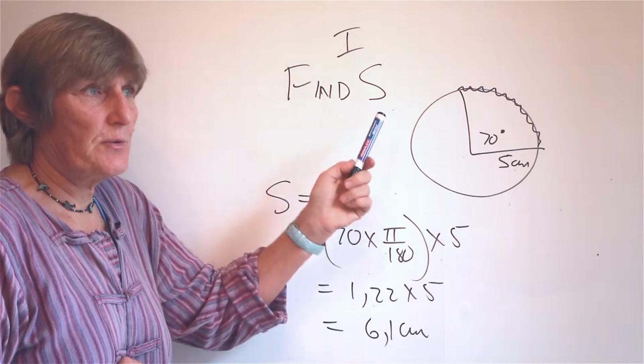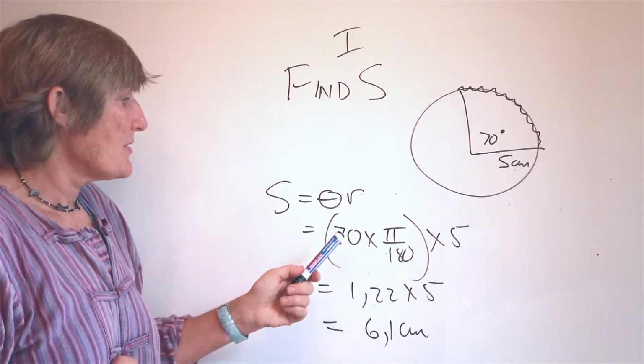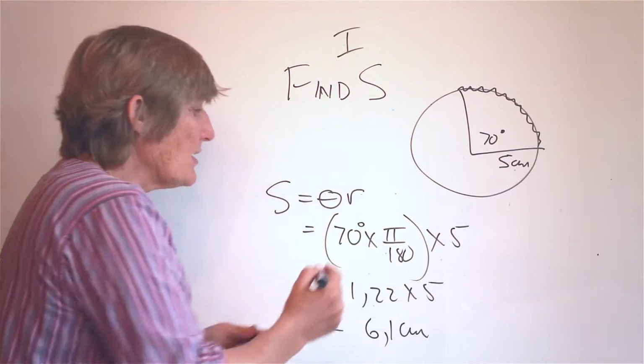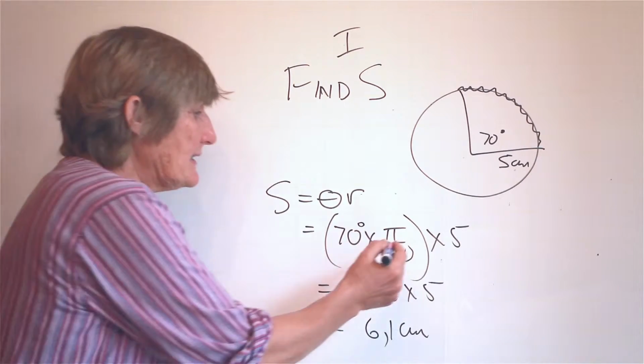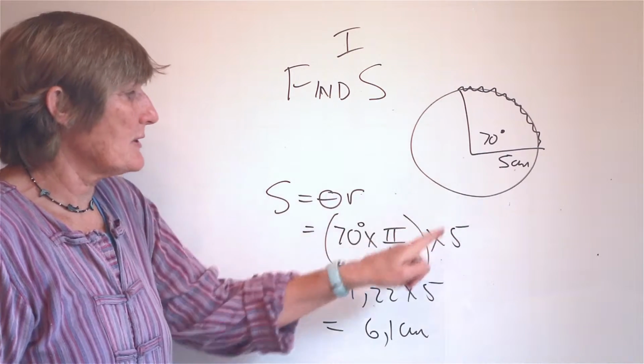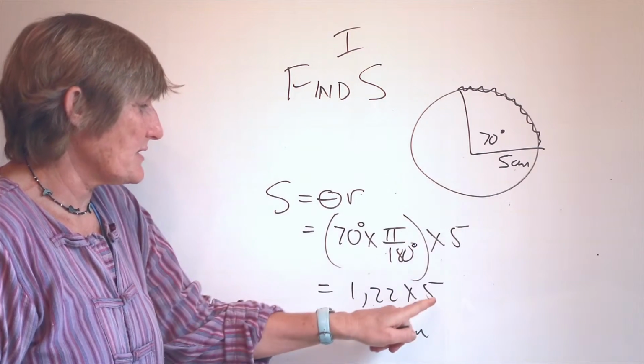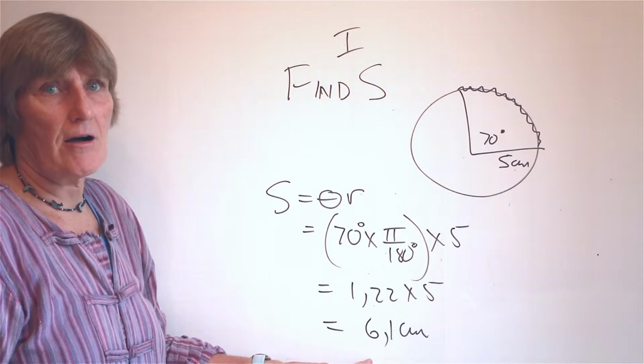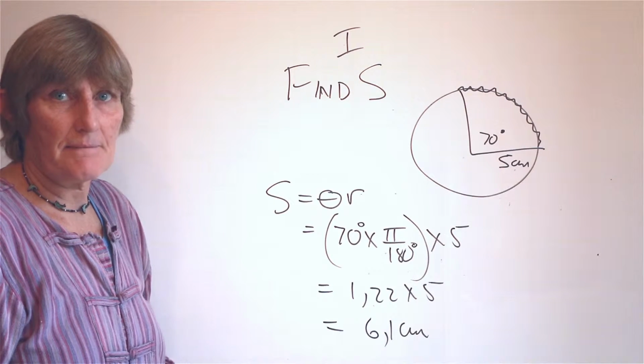For these formulas to work, you have to use radians. So if you have 70 degrees, you're going to times it with pi over 180 to get the amount of radians. It's 1.22. And then you times it by the radius, in this case, which is 5. And you get that the arc is 6.1 centimeters.